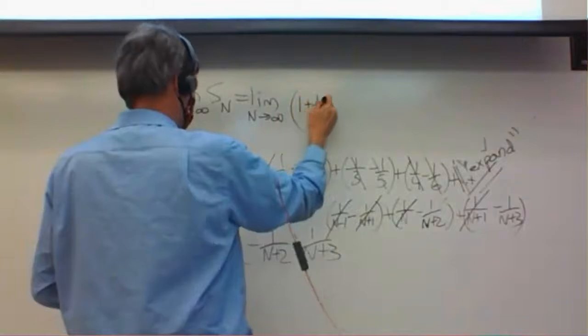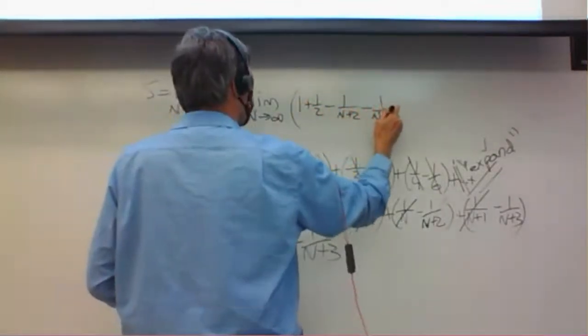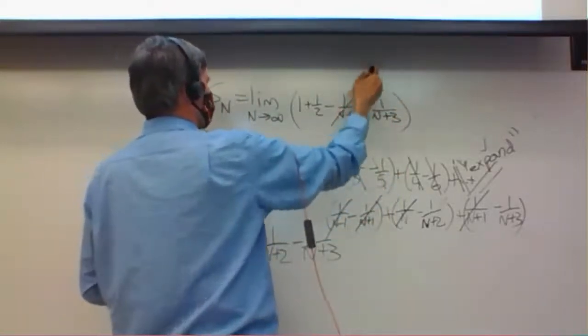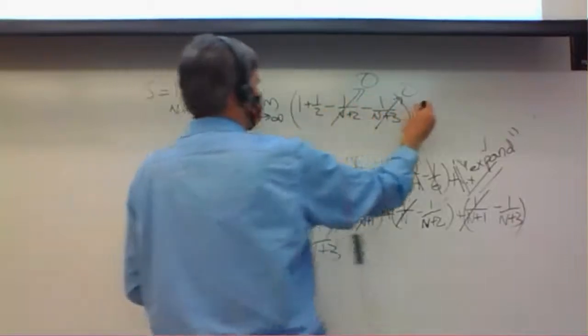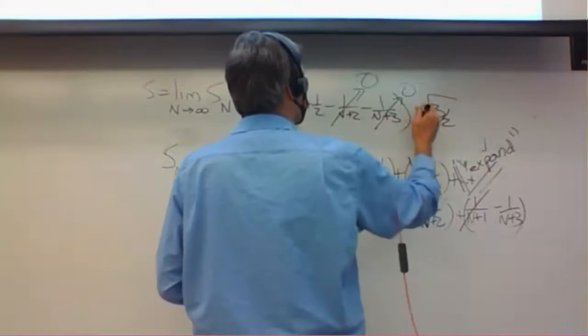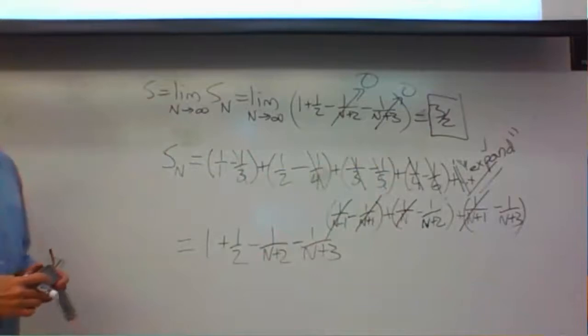1 plus a half minus 1 over n plus 2 minus 1 over n plus 3. And we notice as n goes to infinity, we get 1 over larger and larger numbers. That goes to 0, and same thing here. So we're just left with 1 plus 1/2 is 3/2. So the limit of this sequence, if we added up enough terms, we'd see it gets closer and closer to 1.5.